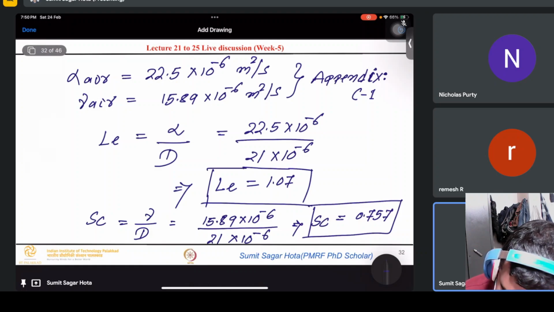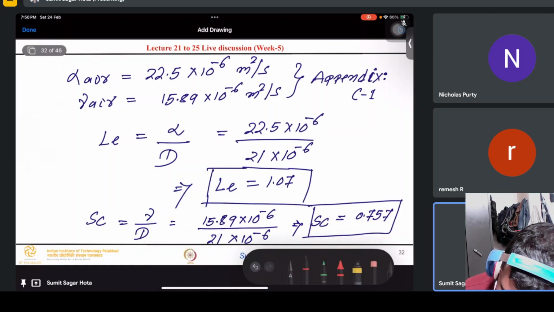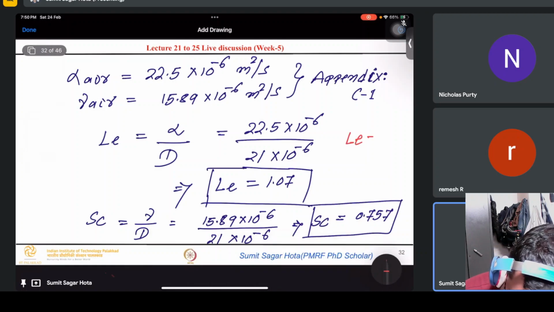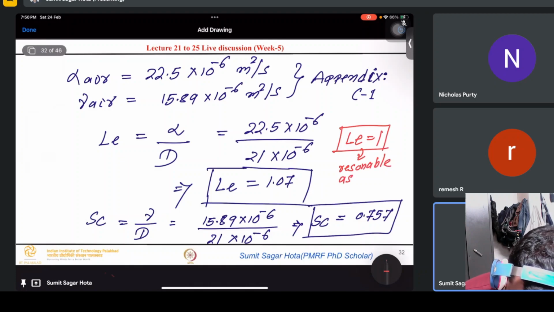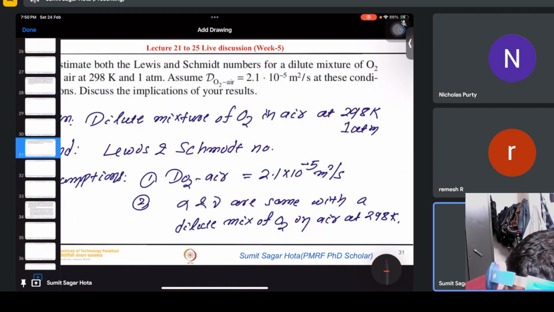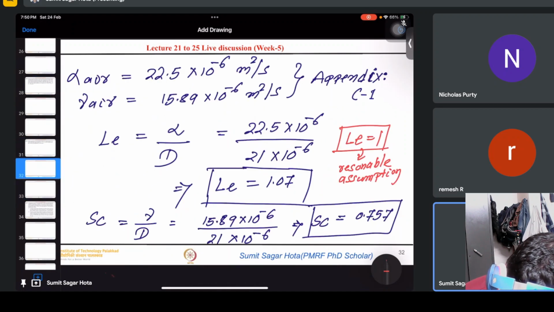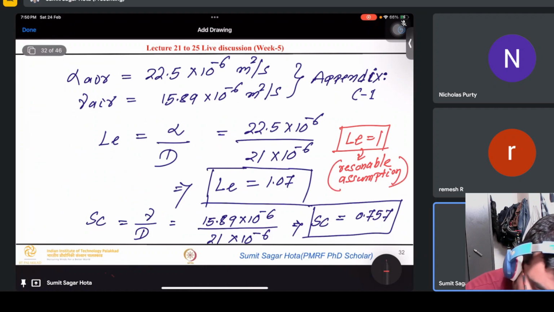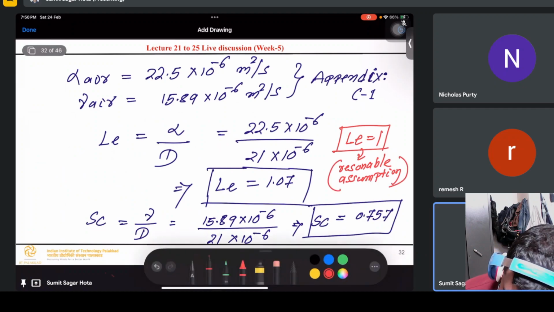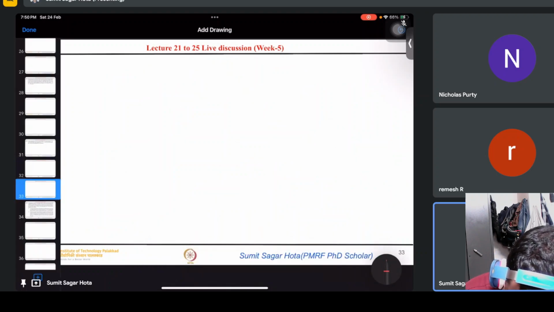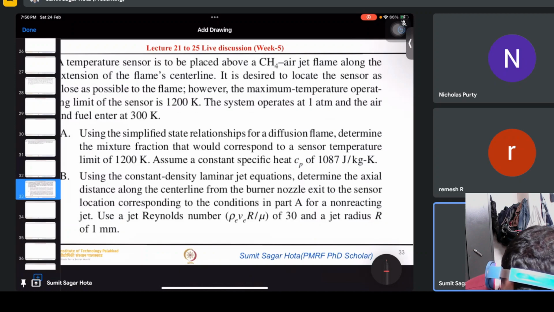Okay. For Lewis number, equal to 1 is a reasonable assumption for the case, but we cannot comment anything on the Schmidt number. Okay, one more we can try.